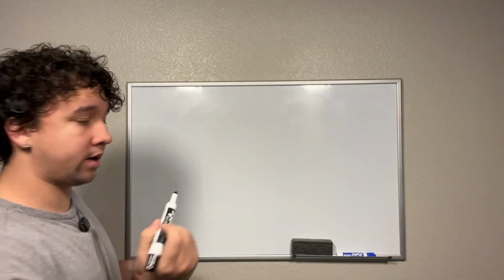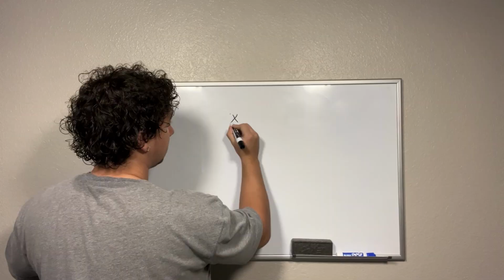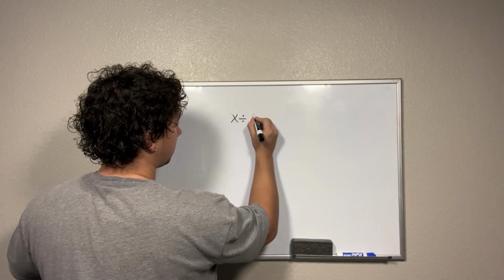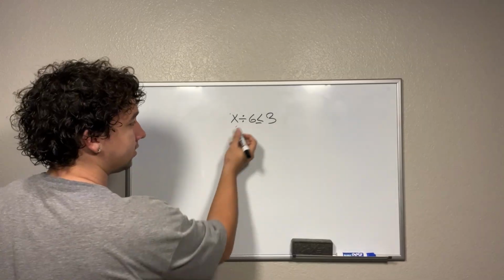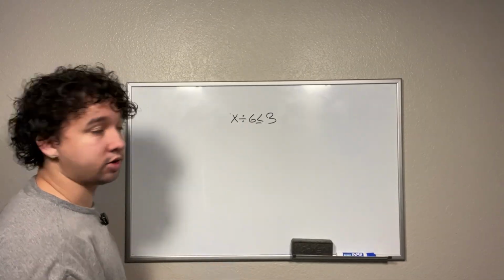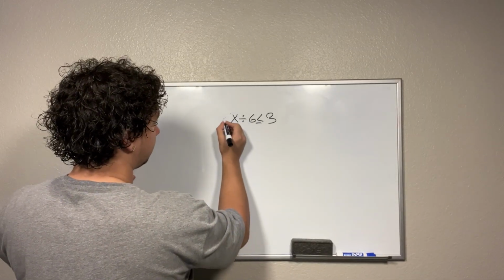Okay, well, it gives me my equation. It says x divided by 6 is less than or equal to 3. So I'm just going to solve for x. This is telling me division, so what am I going to do? Well, I'm going to multiply both sides times 6.